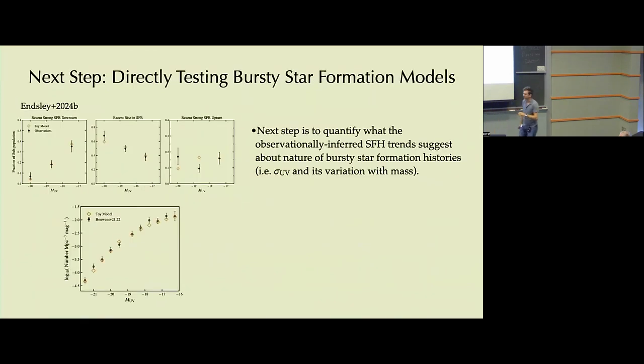Okay, so just a quick word on where I think we need to go next with this, right? We have these observationally inferred star formation history trends with absolute magnitude, looking at the fraction of the population in strong star formation rate downturns, rises in star formation rate, strong rises in star formation rate. And what you can try to do is figure out what kinds of bursty star formation histories are able to reproduce these trends.